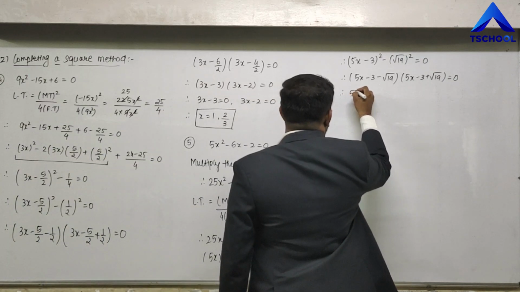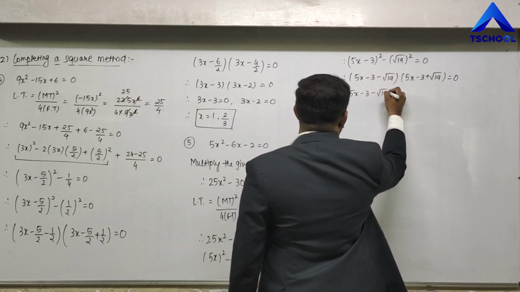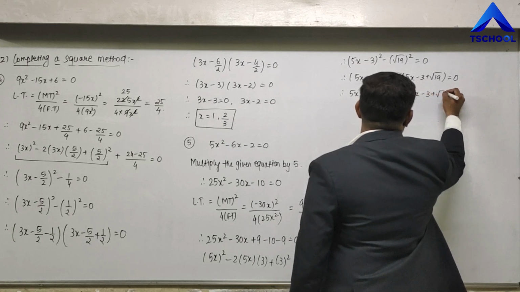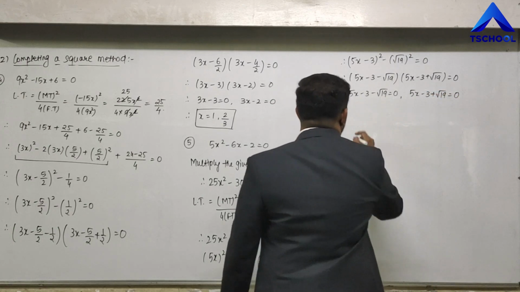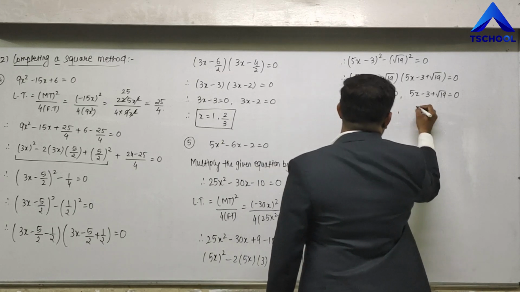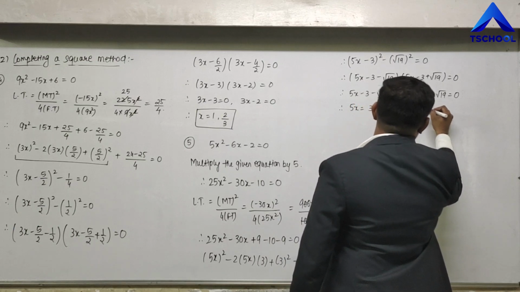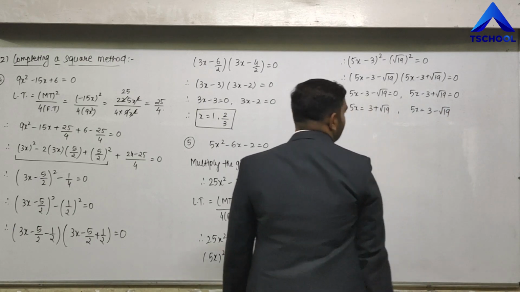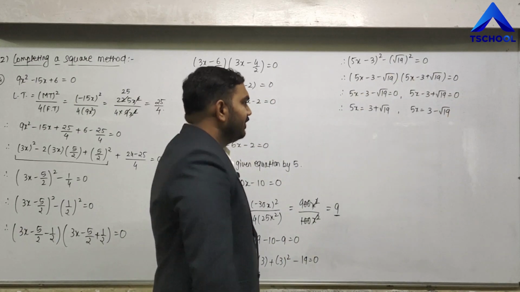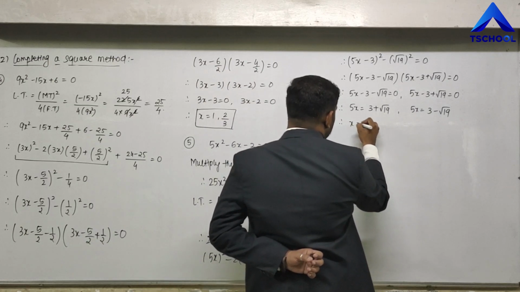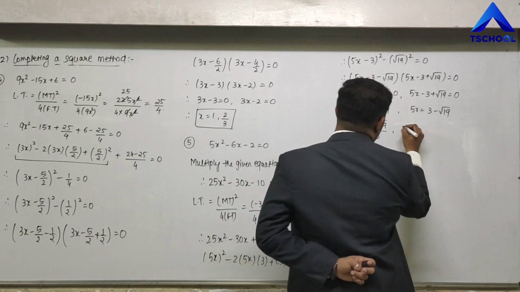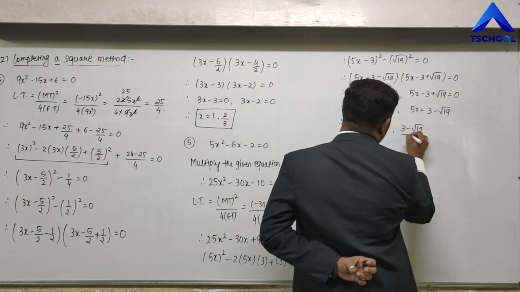Hence 5x minus 3 minus root 19 equal to 0, or 5x minus 3 plus root 19 equal to 0. Therefore you can say that 5x is equal to 3 plus root 19, or 5x is equal to 3 minus root 19. Both the terms will be taken to the other side, note, right? Therefore x equals 3 plus root 19 by 5, or 3 minus root 19 by 5.